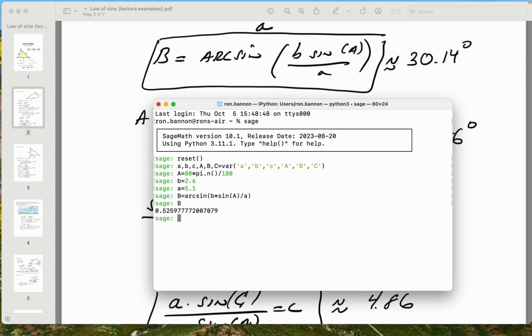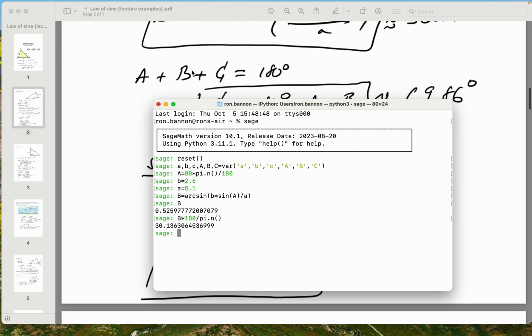And this is where students get confused sometimes. They say, oh, that's B, you got a wrong answer. That's B in radian. I want to report it back in degrees. So let's put this down: B star 180 divided by pi. And what do you get? You get 30.136. I rounded it to 2 decimal places.